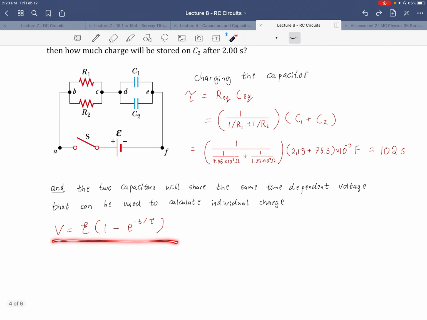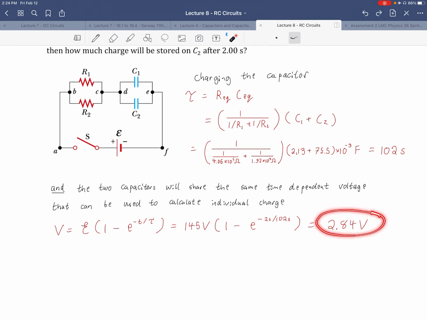Okay, so here's the time-dependent voltage. This is just the EMF of the battery, so there's 145 volts. Here is e to the negative t over tau. Our t is 2 seconds, our tau is 102 seconds. And so we end up with a voltage across either C2 or C1 of 2.84 volts.